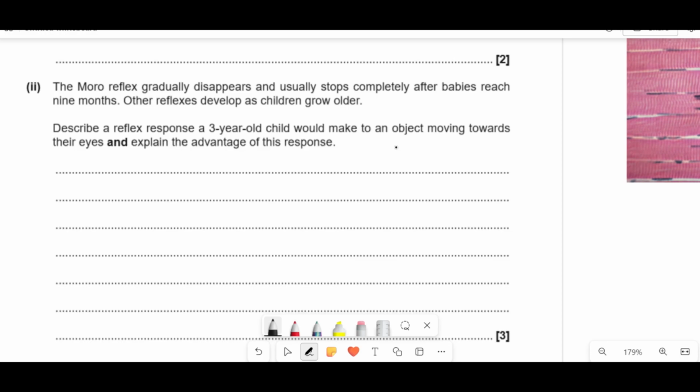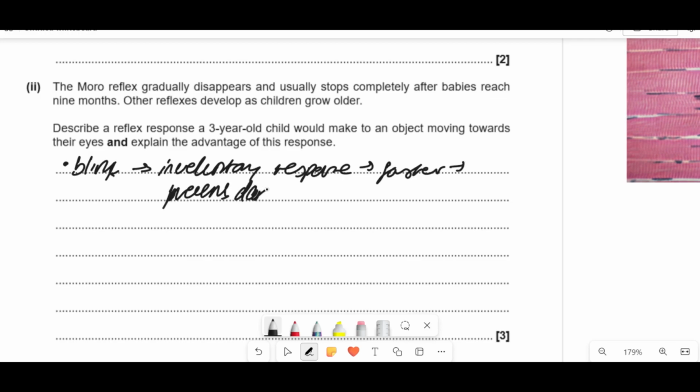So a reflex is something that you do not think about, it just happens. It goes straight in the spinal cord and back out, and it doesn't have to go to the conscious parts of your brain. And obviously in the head it's a bit different, but whatever, right? So here, think of a 3-year-old and an object moving quickly towards its eyes. What's it going to do? It's going to blink. Why is that helpful? Well, it's an involuntary response, and it's unconscious, which is faster. And what might that be useful for? It prevents damage to the eyes.